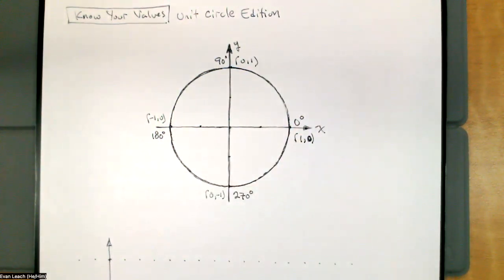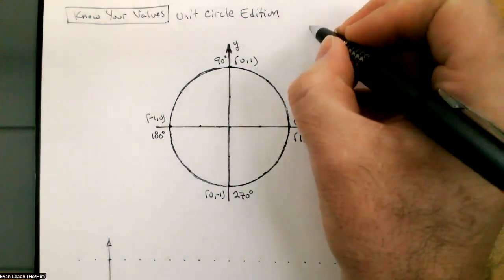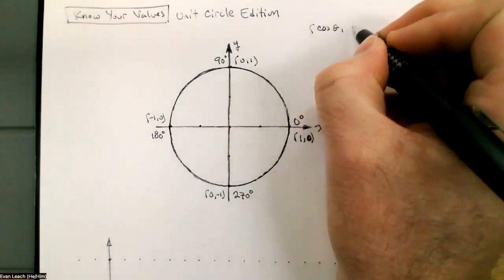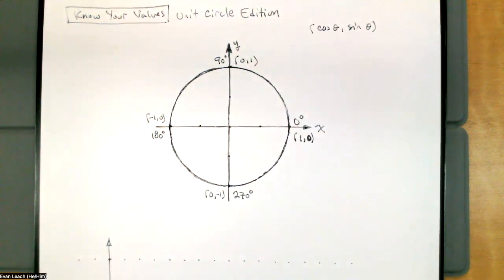To find 30 degrees and 60 degrees, those are the ones we want to focus on today, we need to know where the halfway points are. The reason that we care about this is that sine of 30 is a half, cosine of 60 is a half. Remember that any point on the unit circle has the coordinates cosine theta and sine theta. Cosine is the x, sine is the y.